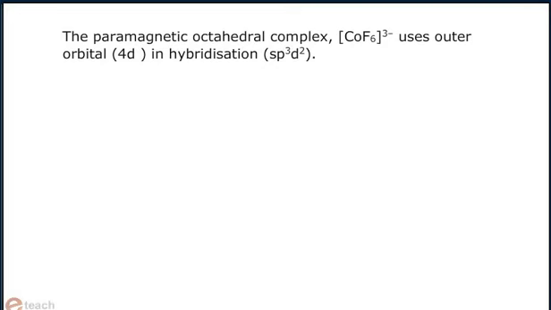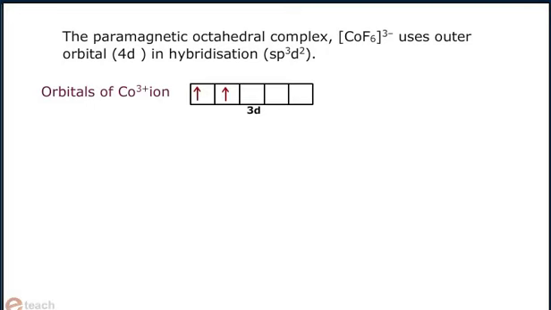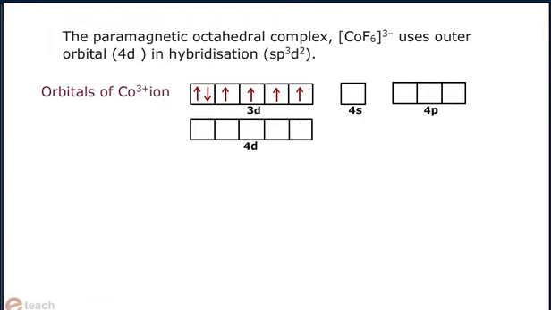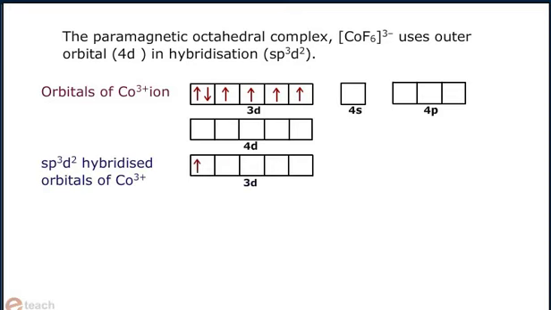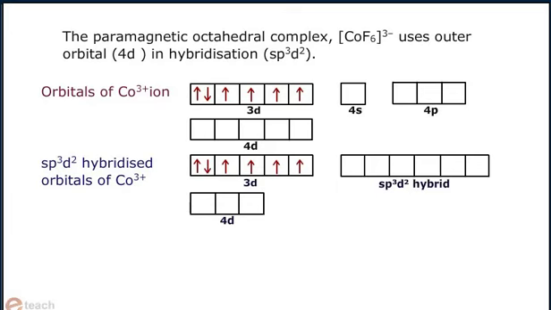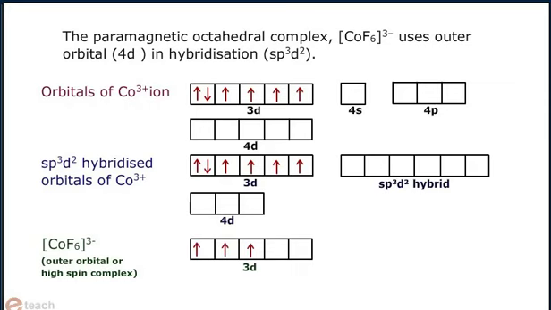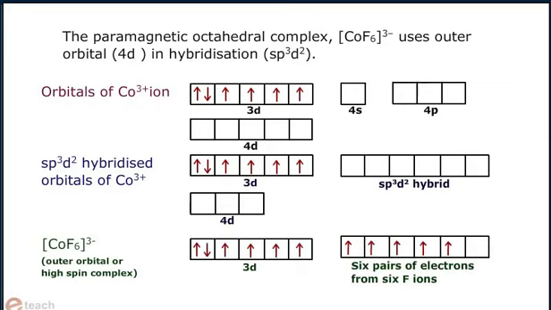The paramagnetic octahedral complex [CoF6]3- uses outer orbital 4d in hybridization sp3d2. You can see orbitals of Co3+ ions with 3d6 4s0 4p0 configuration. Now sp3d2 hybridized orbitals of Co3+ with 6 hybrid orbitals of sp3d2. In [CoF6]3-, an outer orbital or high spin complex, you can see 3d6 and 6 orbitals with 6 pairs of electrons from 6 F- ions.